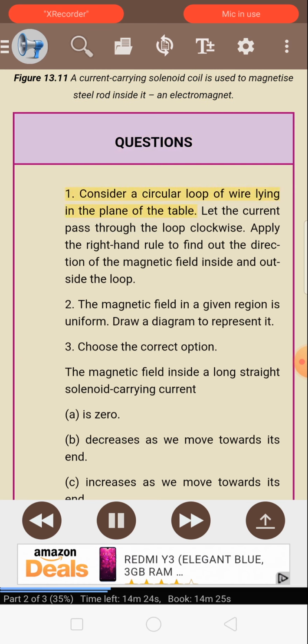Questions. 1. Consider a circular loop of wire lying in the plane of the table. Let the current pass through the loop clockwise. Apply the right-hand rule to find out the direction of the magnetic field inside and outside the loop. 2. The magnetic field in a given region is uniform. Draw a diagram to represent it.